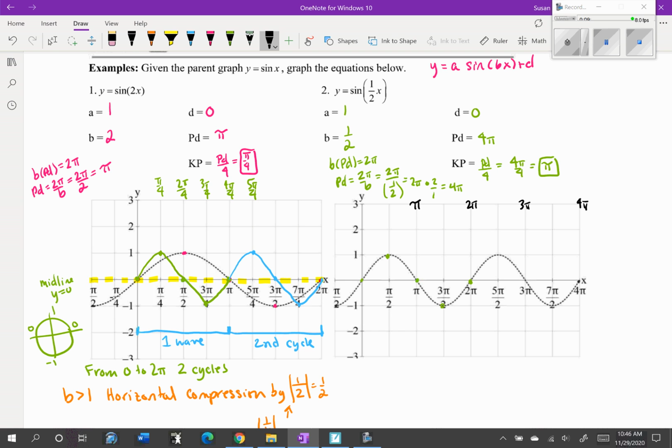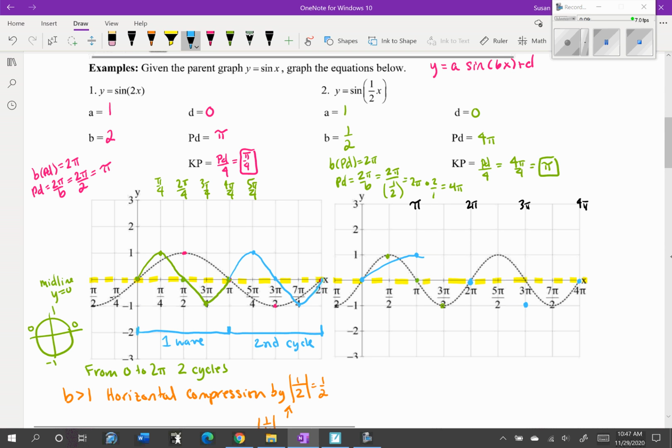So for my graph, I know that it starts on the midline, which we know is at, again, y equals 0 on the y-axis. So we know that's our first point. And then our next key point, it goes up to 1. So at pi is our next key point. We're at 1. Then at 2 pi, we're back to midline. At 3 pi, we would be at negative 1 and back to the midline. So now you can see our graph.